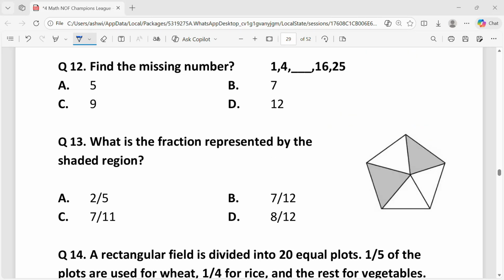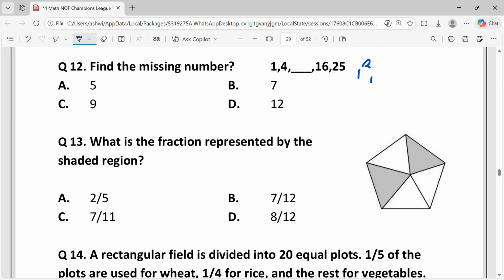Question 12. Find the missing number: 1, 4, 16, 25. The sequence is in the pattern of perfect squares. That is 1 square, 2 square, 3 square, 4 square, 5 square. The missing number is 3 square, which is 9, option C.